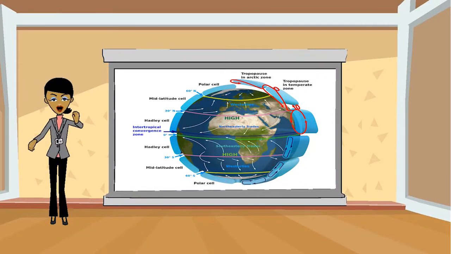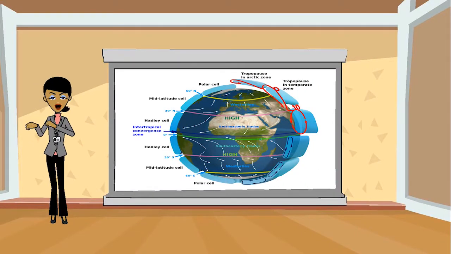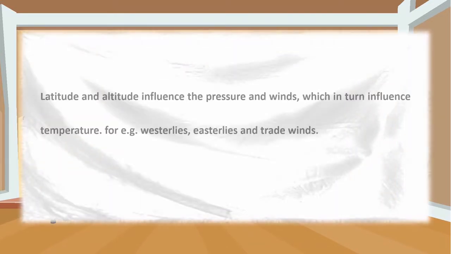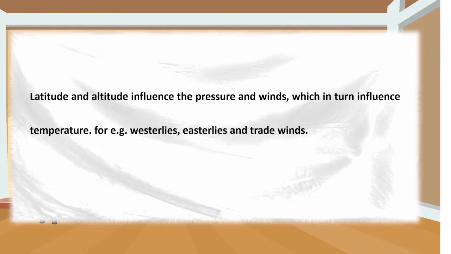The pressure and winds of a place are affected by the latitude and altitude. This results in a change in temperature of the place. Some of the examples are westerlies, easterlies, and trade winds.